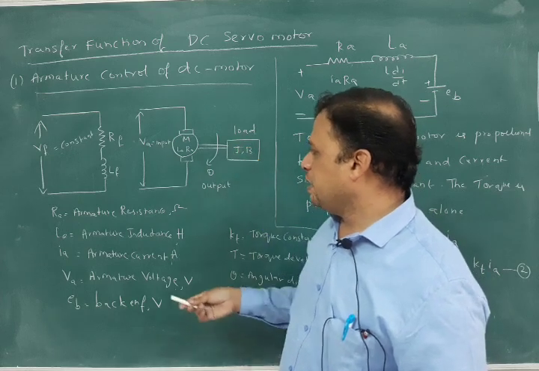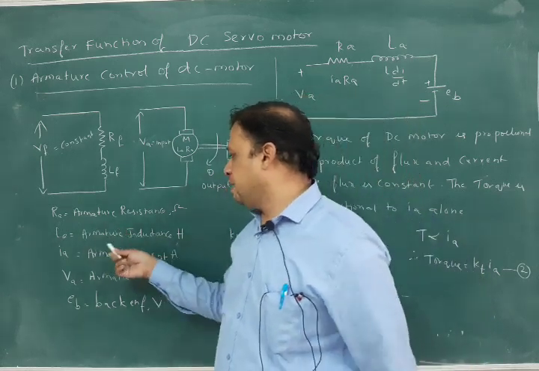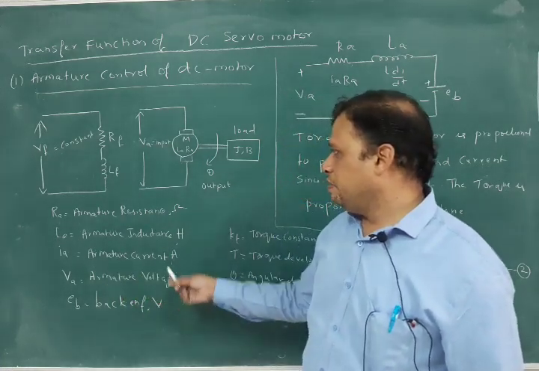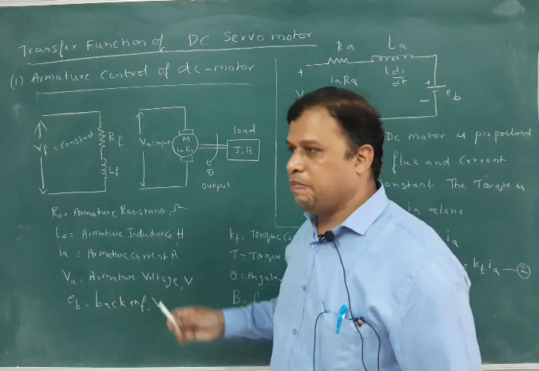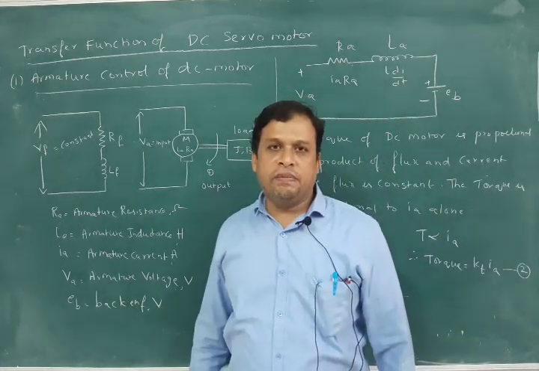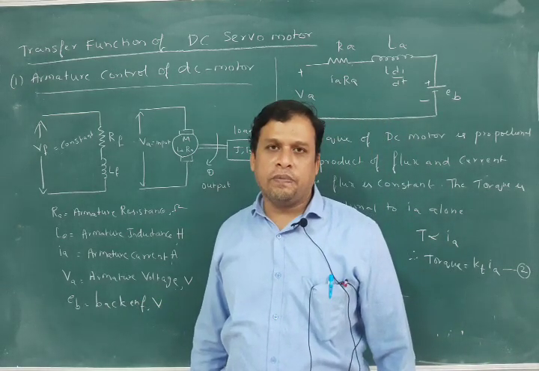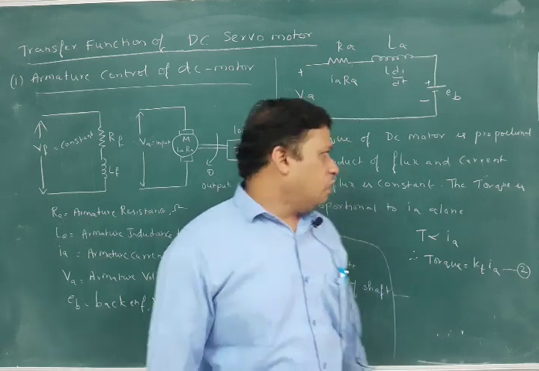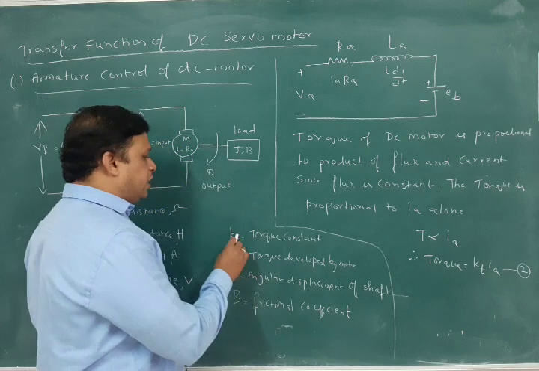So, if you see here, Ra is the armature resistance, La is the armature inductance, Ia is the armature current, Va is the armature voltage, and Eb is the back EMF. As we know, the back EMF is present in the motor. While operating the motor, we will be getting the back EMF. Now, we will see some more constants, that is, the torque constant.